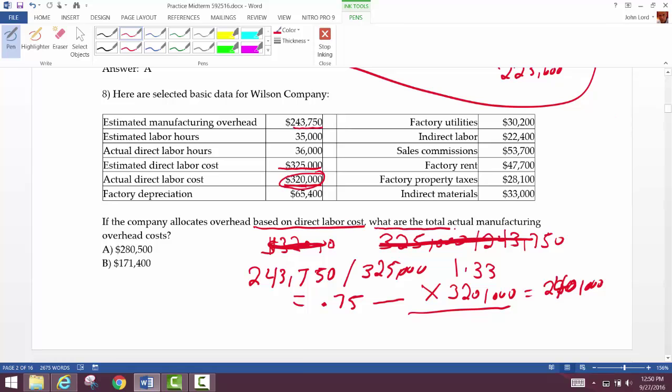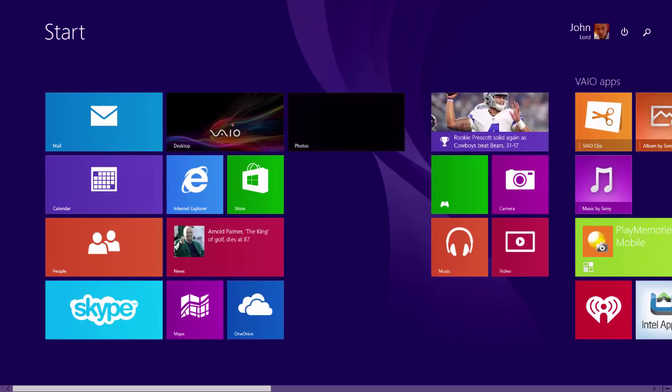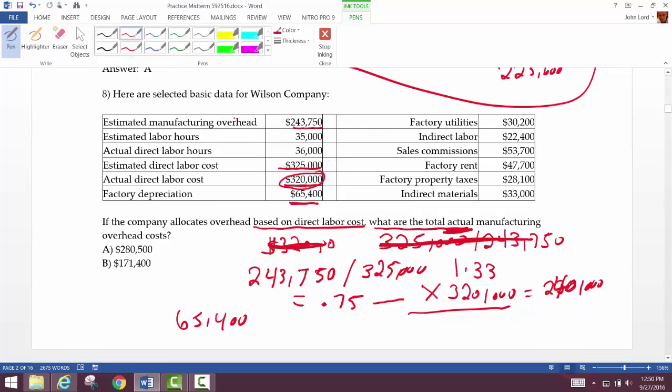What are the what? Actual. I did the applied. I need to get the actual, don't I? So this is what? I need to pick up the depreciation on the factory, 65,400. What else? Factory utilities, 30,200.